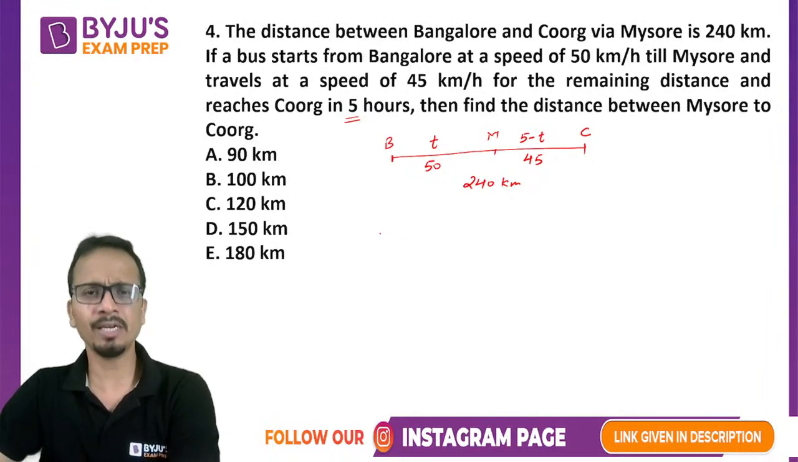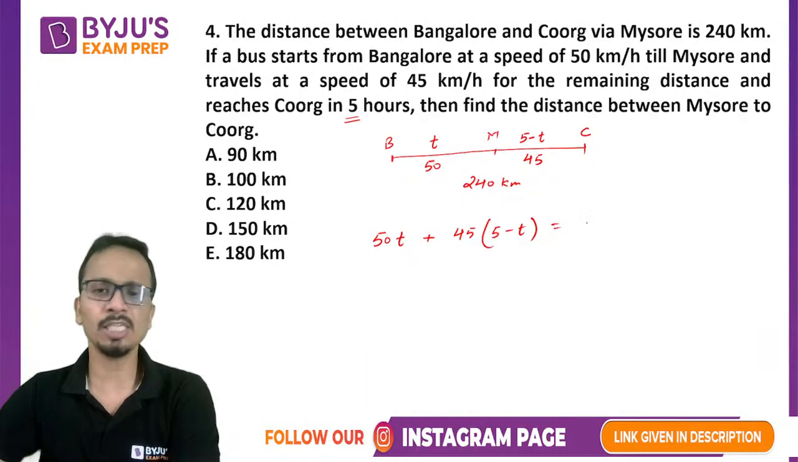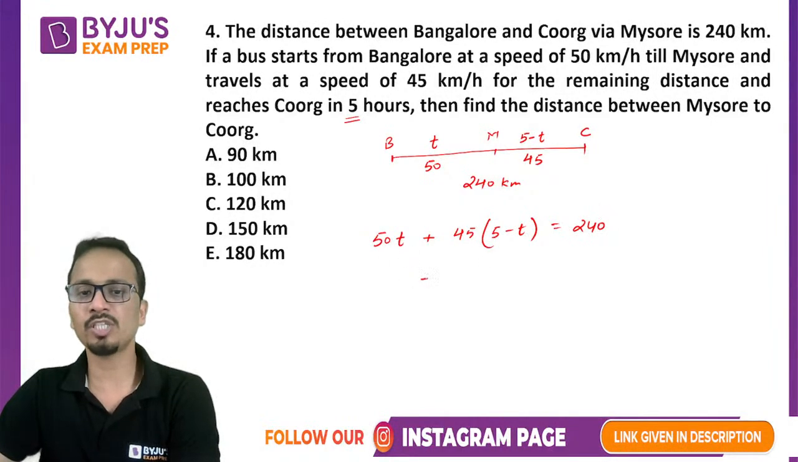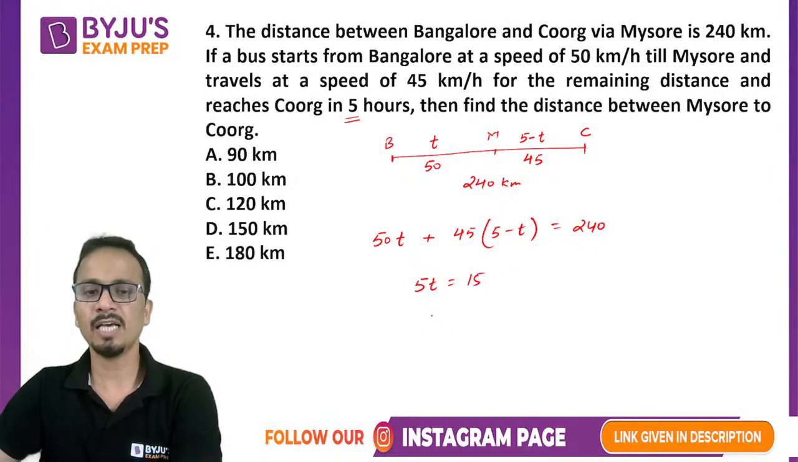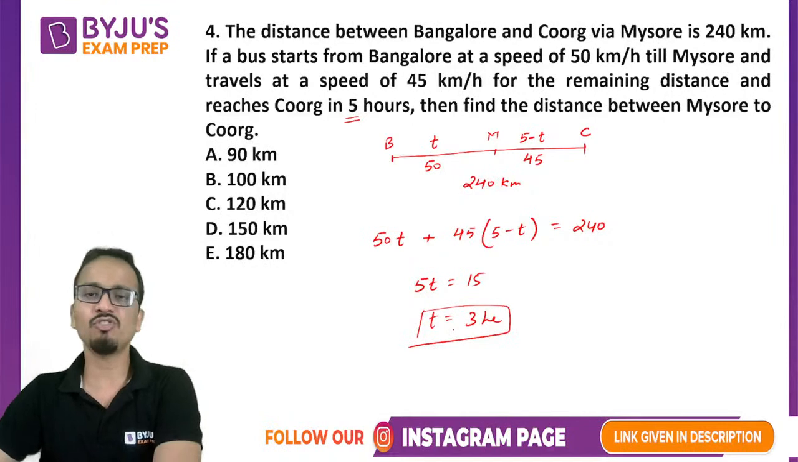Now you can make the equation of total distance. The distance from Bangalore to Mysore will be 50 times T plus the distance from Mysore to Coorg will be 45 times (5 minus T), and that is equal to 240. So this equation gives 5T is equal to 240 minus 225, that is 15, and the value of T will be 3. So the value of T will be 3 hours.